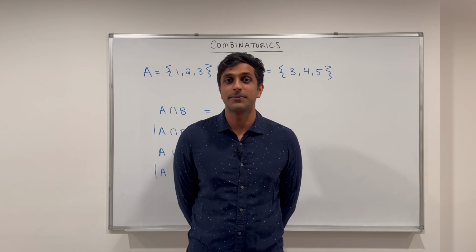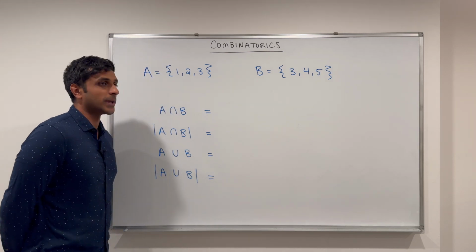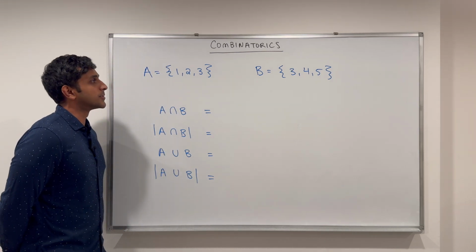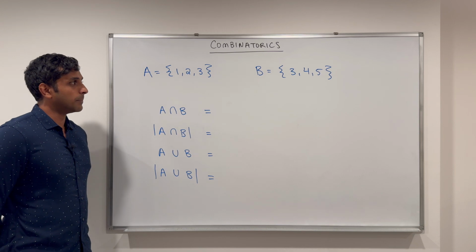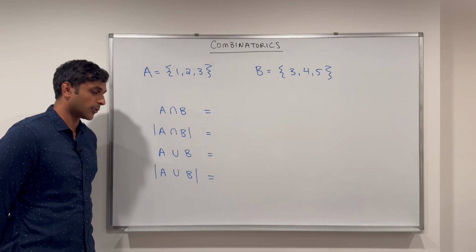Welcome to the 5th video in the Combinatorics series. Let's start by reviewing a few basic ideas in set theory. Here are two sets, A and B. Based on those, can you figure out, or do you know, what these four expressions are equal to?